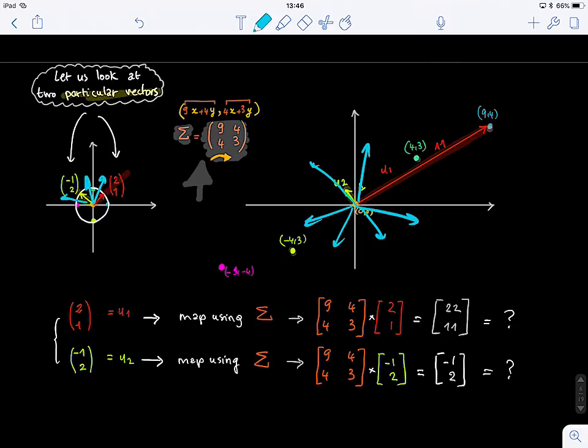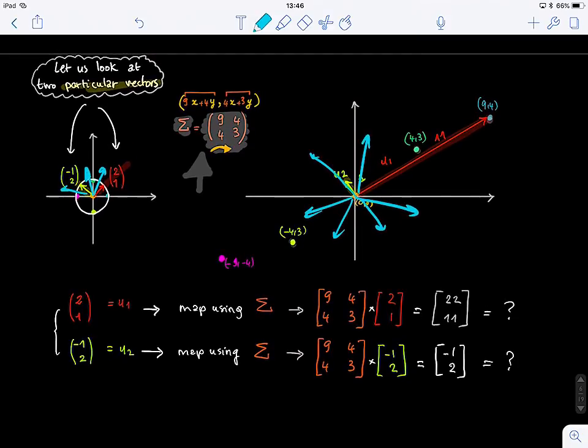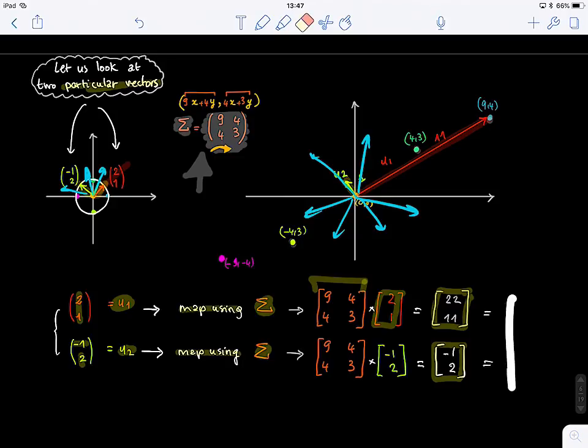So now let's look at what those are. Here is, for example, a special direction, let's call it vector u1. This is the vector with coordinates (2, 1). And we have u2 with coordinates (-1, 2). When we map these two vectors using the covariance matrix, it means we take the covariance, multiply it by the vector, and get new vectors. What do you notice when we computed this?